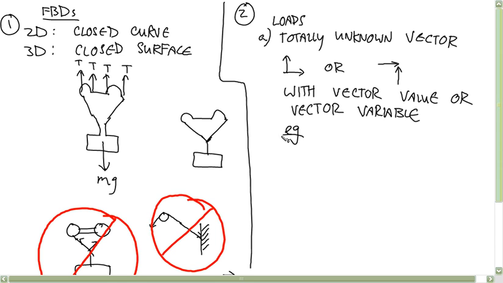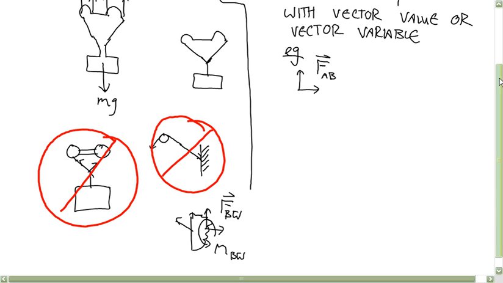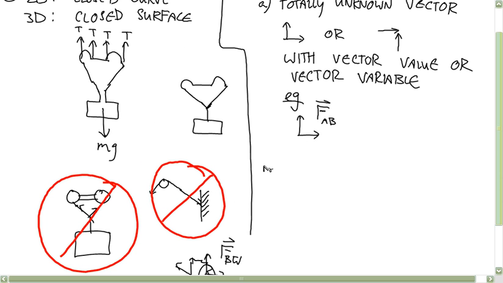So for example, you put the symbol here saying you have an unknown force vector, and you label it force A, B, with a vector symbol, okay? Or the only other way to label these, you also could, if you know these values, it could be something like that, right?